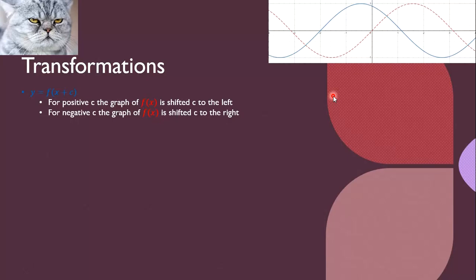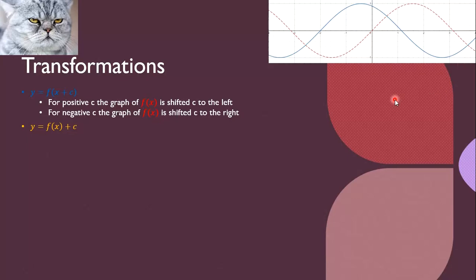Now, because this is a repeated graph, we don't actually know if c was positive or negative, because it could have gone this way or it could have gone this way. But you can see it's not changed vertically, it's just moved horizontally. And it's not stretched at all, it's just literally been moved across.